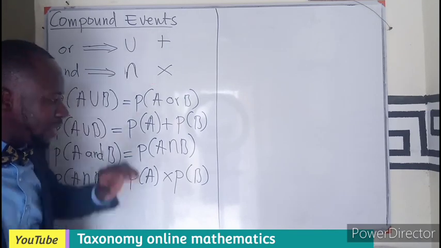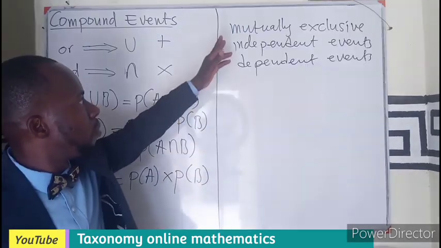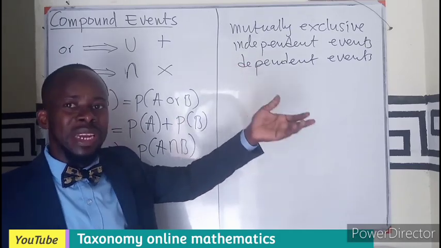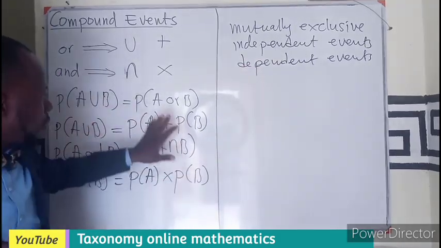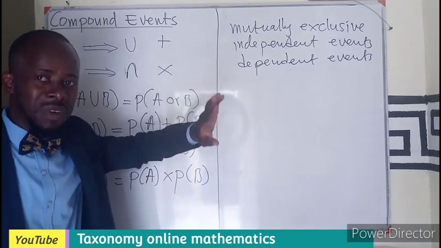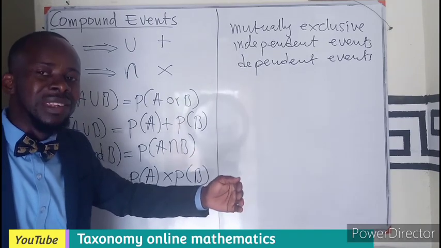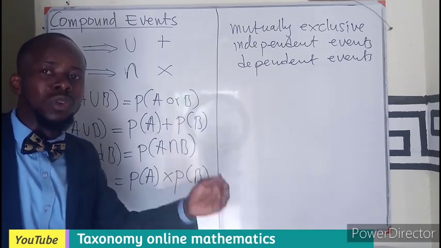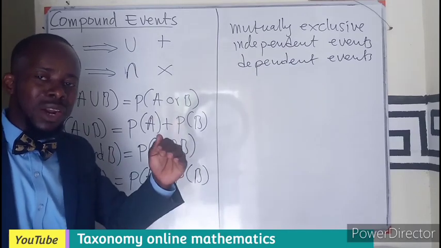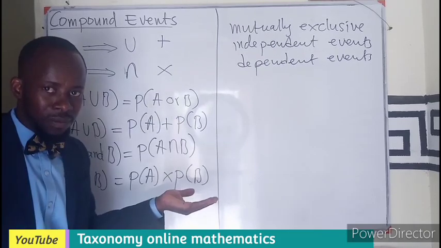Multiplication. Now, in the beginning, I mentioned mutually exclusive, independent, and dependent. All these can also be used on this. So if we are saying two events are mutually exclusive, it simply means that the events cannot occur together. The two events cannot occur together. It means they are mutually exclusive.